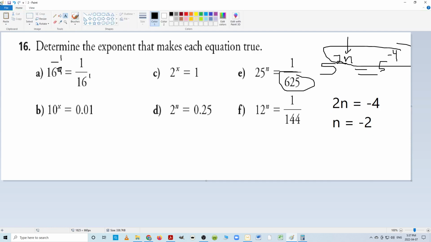If I go back, oh, it turns out 25 squared is also 625, so I didn't have to convert it to that. So if I go back to this one here, I can put in minus 2 for n, and it works out. Because this is the same as 25 squared, which if I want it in the numerator is 25 to the negative 2, which means n must be negative 2. It's the same thing, and they're all like that.